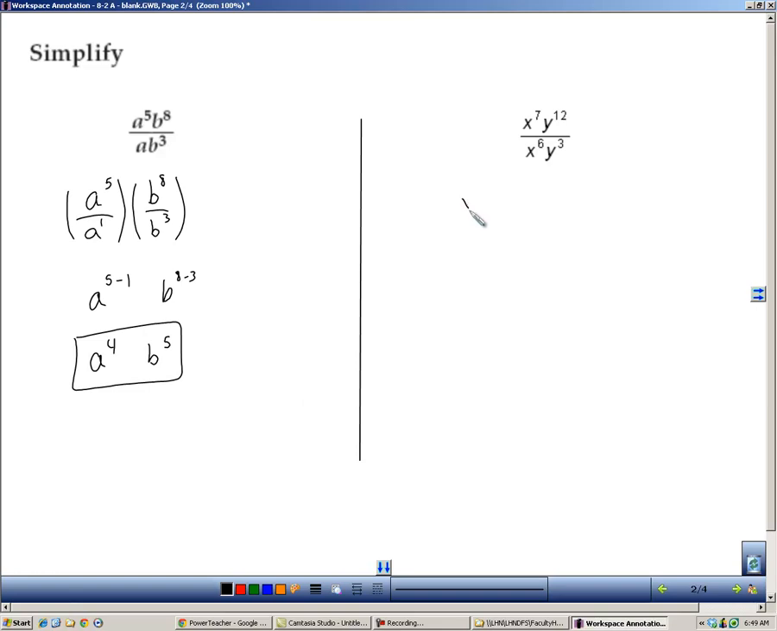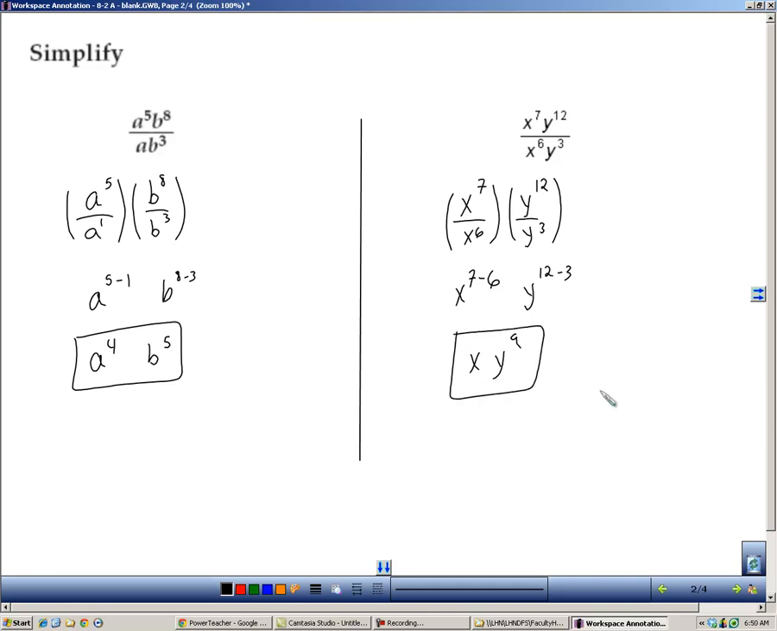This example, same thing, x to the 7th over x to the 6th and y to the 12th over y cubed. When we divide bases that are the same, we subtract the exponents. So x, y to the 9th.